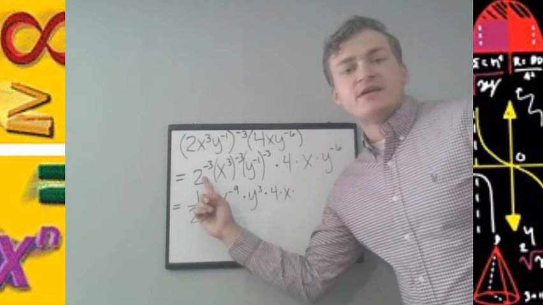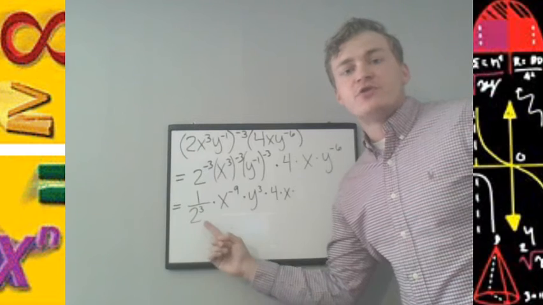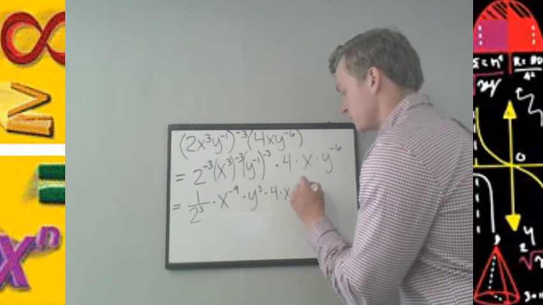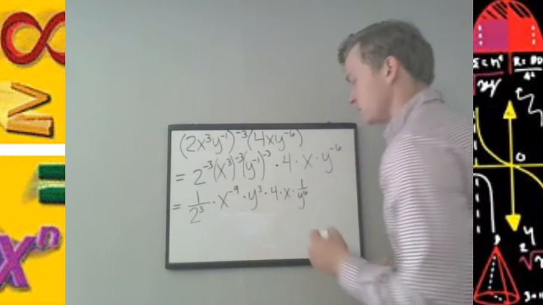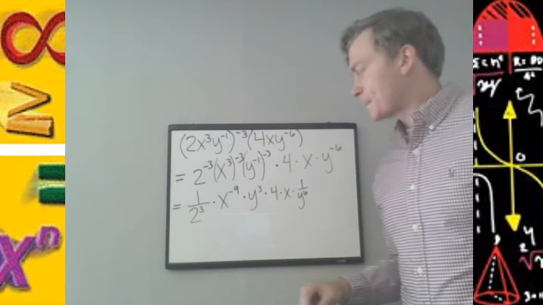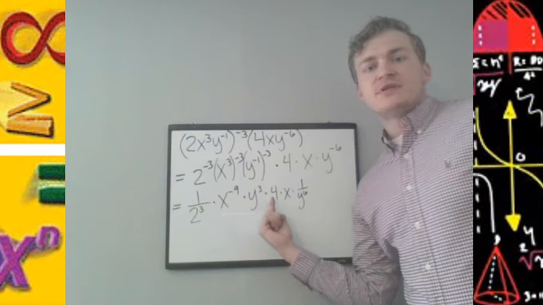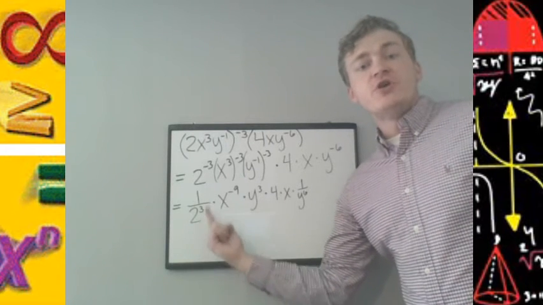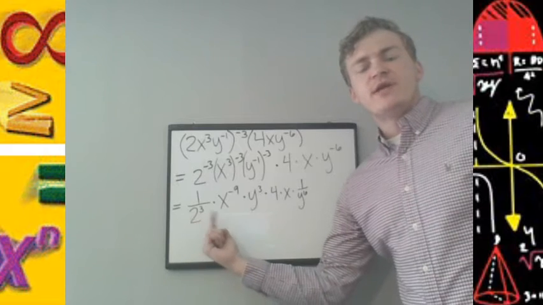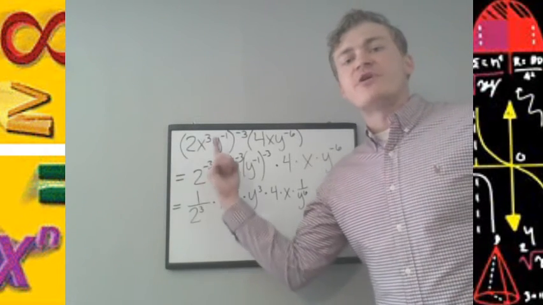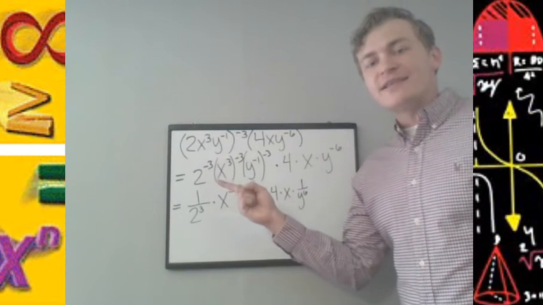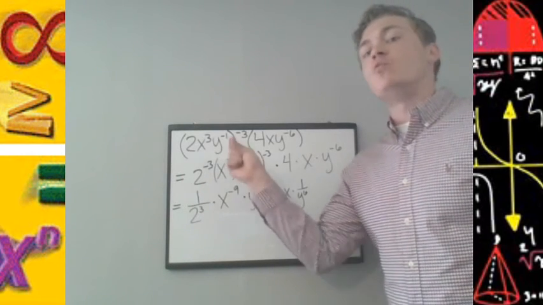So just as we did here, 2 to the -3 is 1/2 cubed, y to the -6 is 1/y to the 6th. Now we can take our real numbers and place them together. Oh, which by the way, 1/2 cubed, what's 2 cubed? We can simplify that. 2 to the 3rd power, 2 times 2 times 2 is 8, so 2 to the -3 power isn't 8, but 1/8.